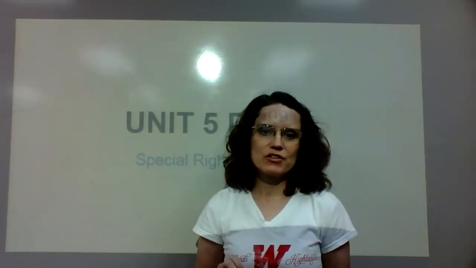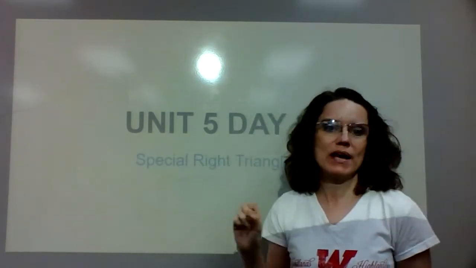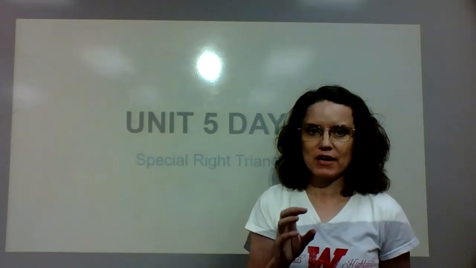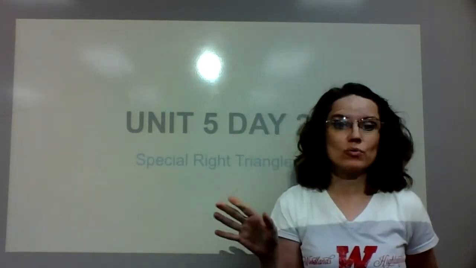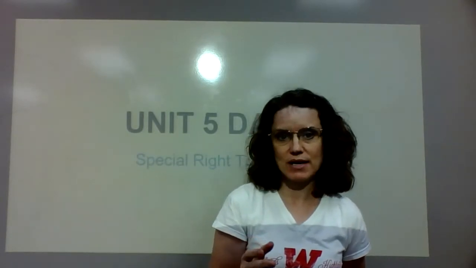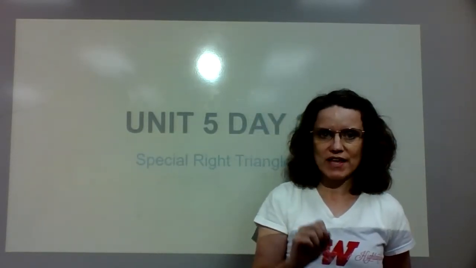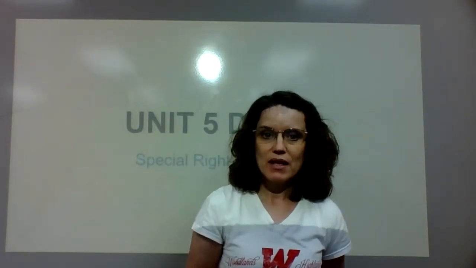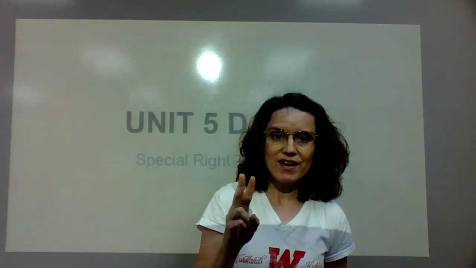We are moving on with our right triangles and going on to special right triangles. Before, we used the Pythagorean theorem to find the lengths of sides of just any old right triangle we had, as long as it was a right triangle. Now we're going to move on to some special right triangles that have certain angles in them, where we don't even need to know two sides to find the third.